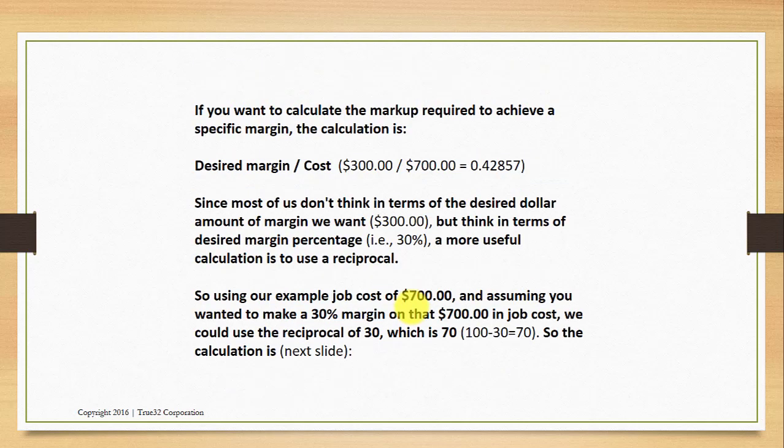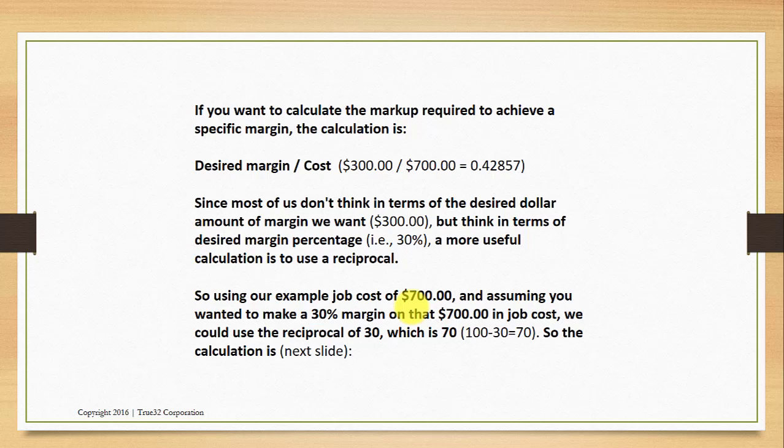If you want to calculate the markup required to achieve a specific margin, the calculation is desired margin divided by cost. So in our case, our desired margin is $300, and we would divide that by our cost, $700, and that tells us that from this point forward, we'd like to mark up our jobs by 0.42857 or 42.857%.